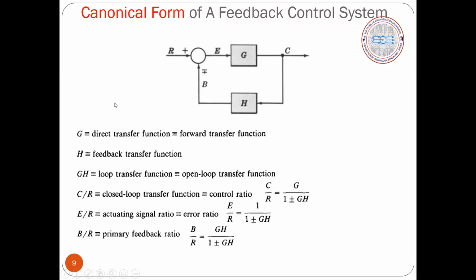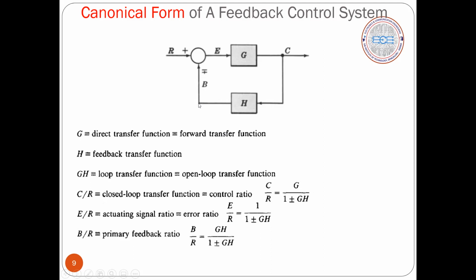Okay, so we will see what these variables are again. G is a direct transfer function, or a forward transfer function. You can call it the forward path gain, or forward path transfer function. H is a feedback transfer function, and G into H is the loop transfer function, the open loop transfer function. C by R is the closed loop transfer function. We also call this the control ratio.